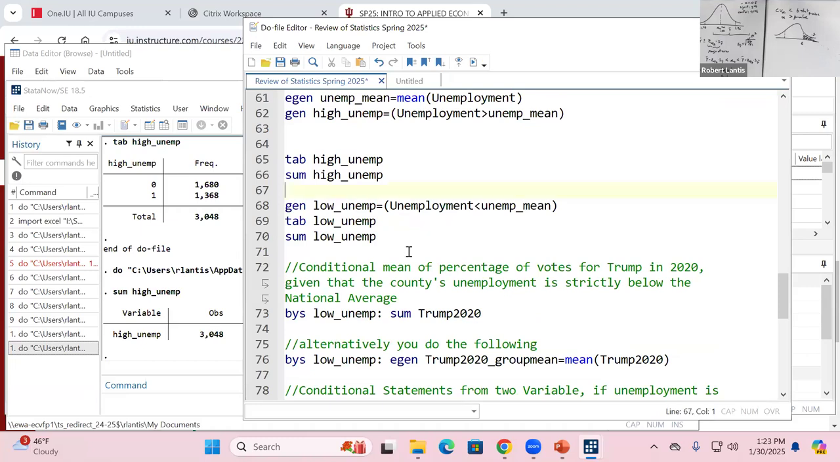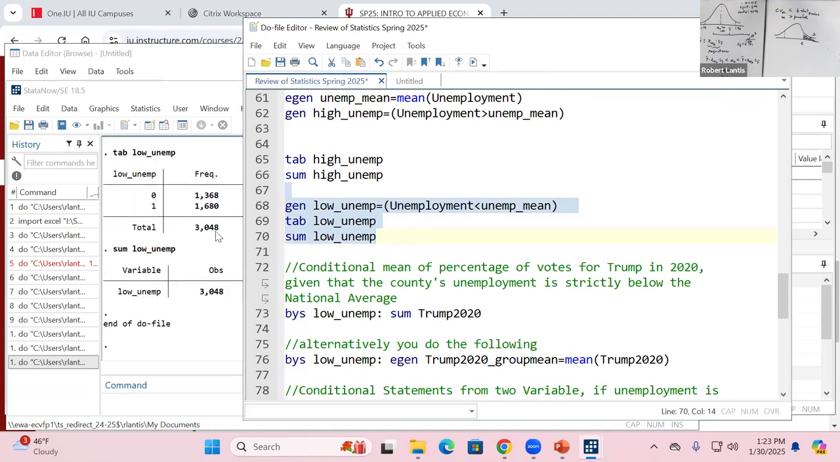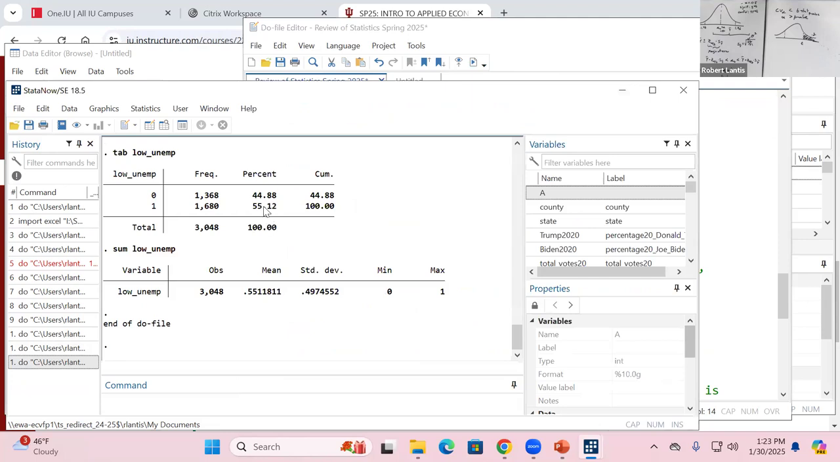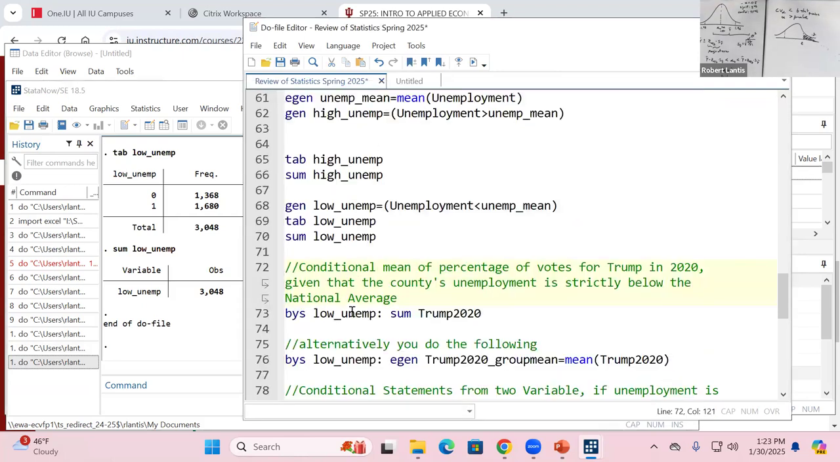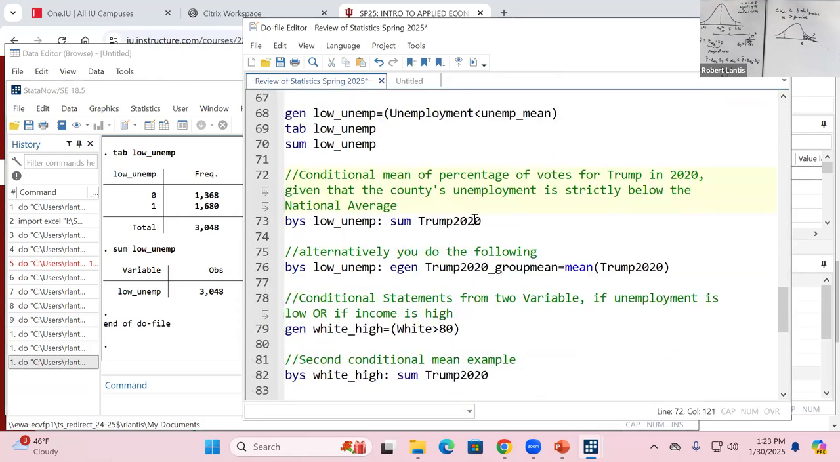I'm not going to explain this one too much. I just did the exact same thing, but I created this low unemployment variable. So if I do this and it's below the mean, you could do the same exact thing. The numbers are going to be very similar, right? It's just going to be that now the 0s are 1s and the 1s are 0s, right? But I think it was easier to talk about the next thing that I want to do if I use this low unemployment rate variable.